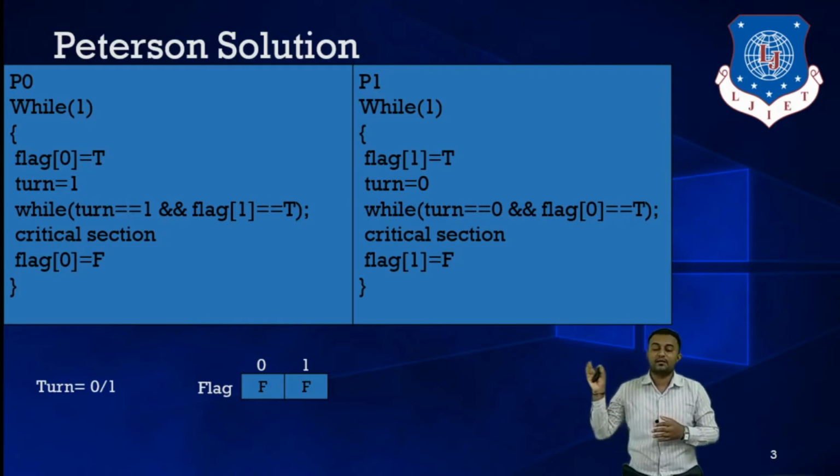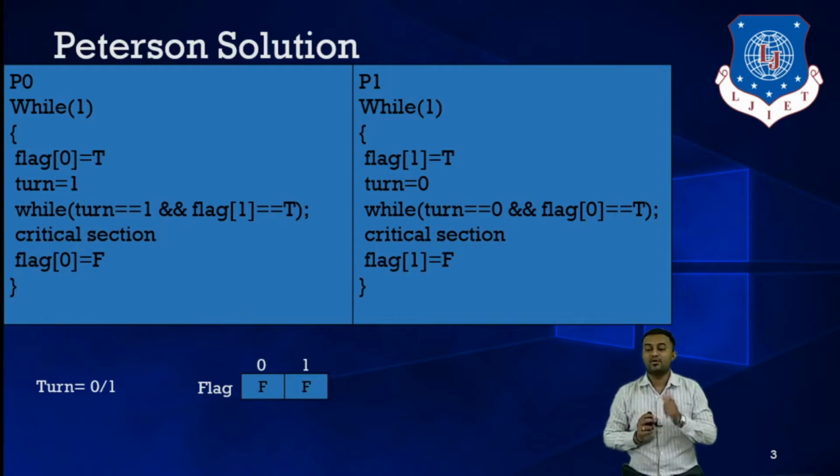In this particular table we have the code of P0 and P1. Then we have used one variable called turn. The turn variable is one boolean variable, and at a particular moment of time the value of turn can be 0 or 1. Means turn is one type of boolean variable, that thing you need to keep in your mind.